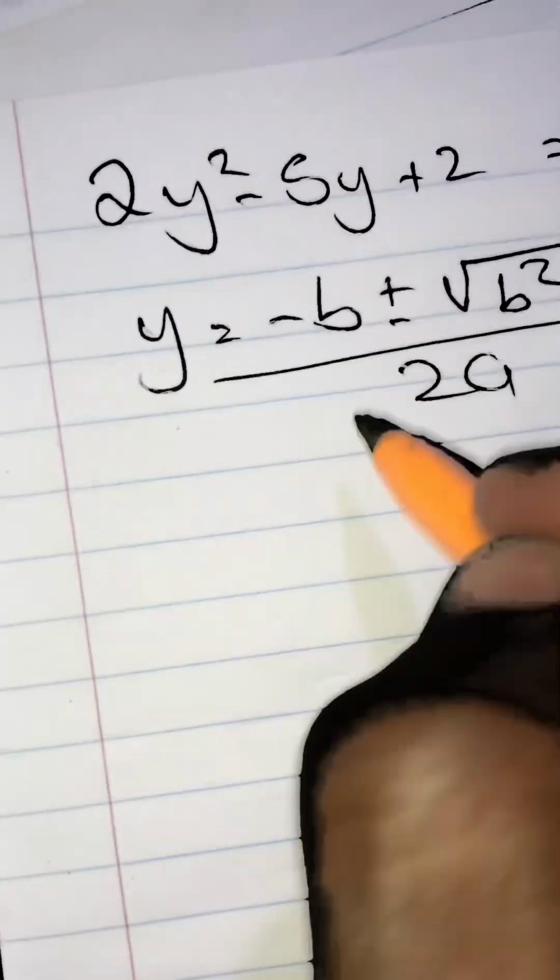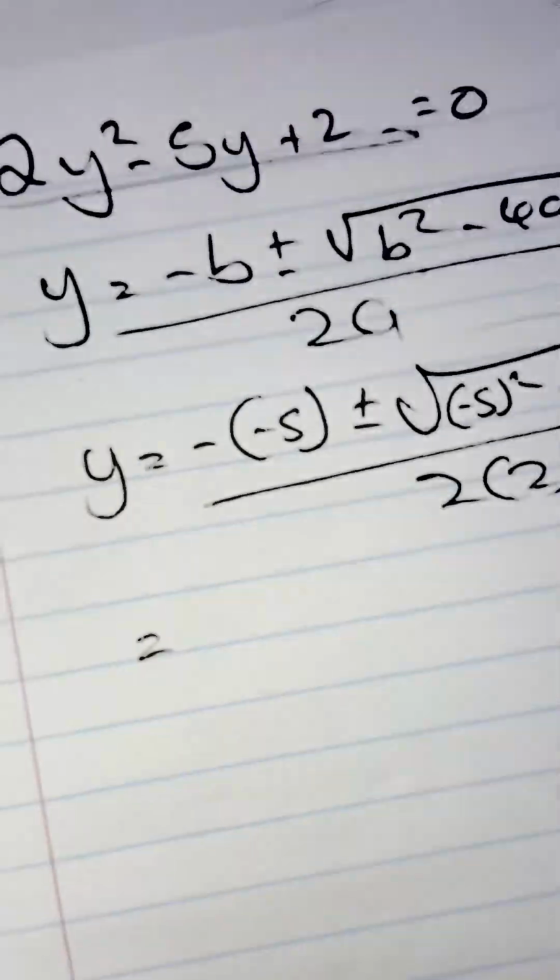Then you come and substitute. You take this, you put it here. You have y equals minus your b, which is minus 5, plus or minus the square root of your b, minus 5, squared, minus 4. Your a is 2. Your c is 2. All over 2 times your a, which is 2. Then you go and punch it.